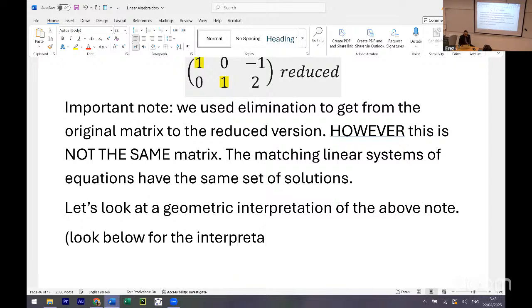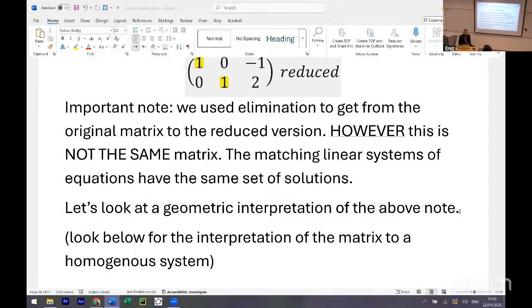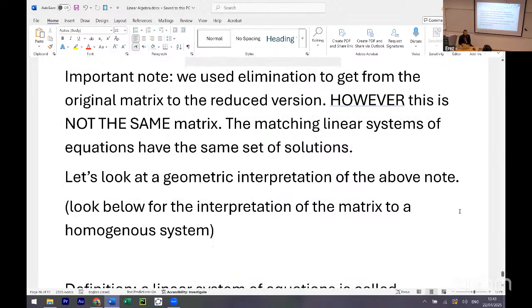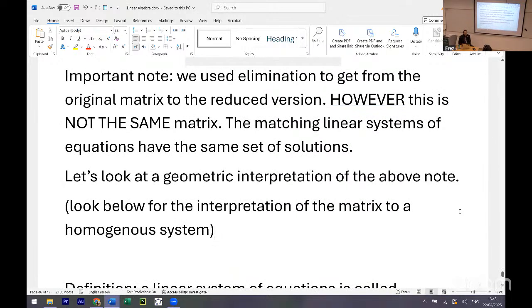Interpretation of the matrix. Homogeneous to homogeneous system. Yes, Thomas. Two questions. First, the echelon form is both for homogeneous and non-homogeneous. Yeah, it doesn't matter.